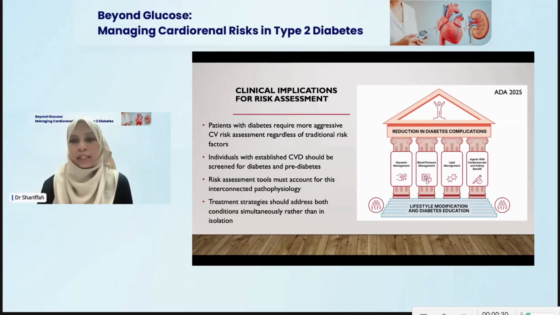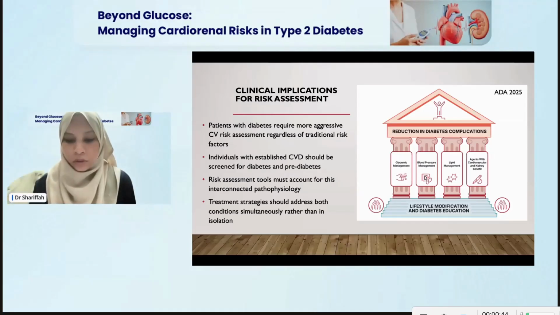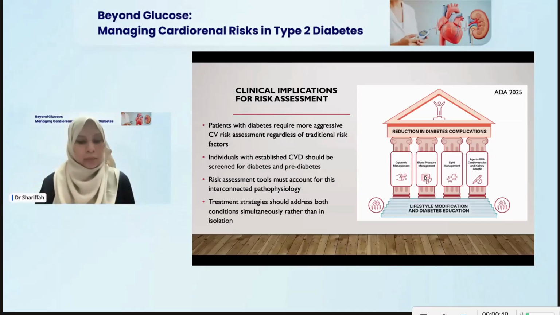And you can see here from the ADA guidelines in 2025, there are 4 pillars to reduce diabetes complications. So it's not just about glycemic management, sugar control, it's also about blood pressure control, cholesterol control, and also using agents that have cardiovascular and kidney protective benefits. And patients who have cardiovascular disease should also be screened at least yearly for diabetes and pre-diabetes. Risk assessment tools must account for this interconnected bidirectional relationship, and treatment strategies should address both conditions simultaneously rather than in isolation.